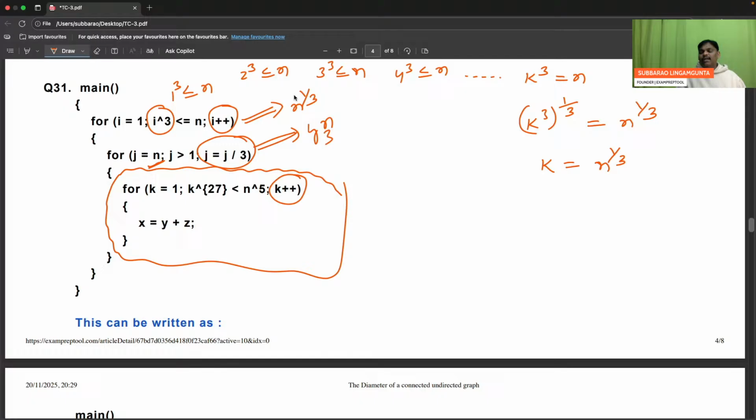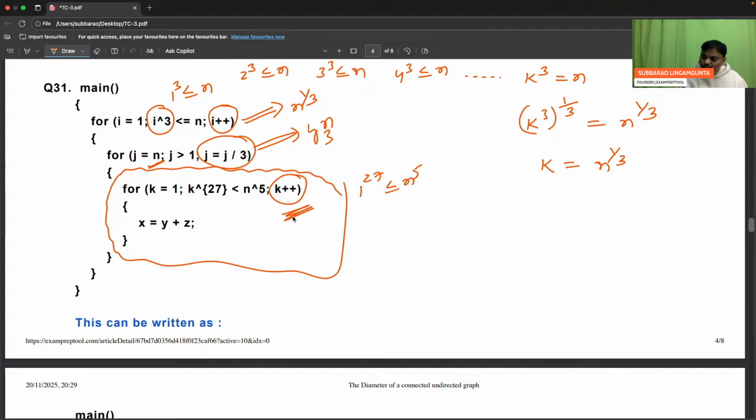J loop is log n base 3. Observe carefully the k loop also. Easily you will get it. See the k loop. K also is always plus 1 only. So what is the meaning? First you verify 1 power 27. K value is initially 1. Is 1 power 27 less than or equal to n power 5 or not? Yes, true. Assume it is true.